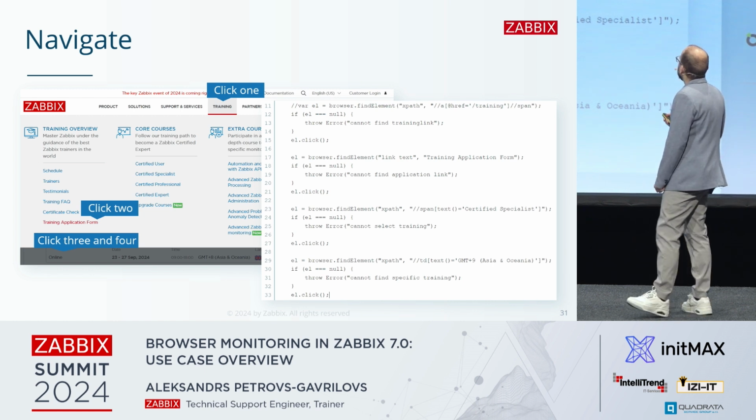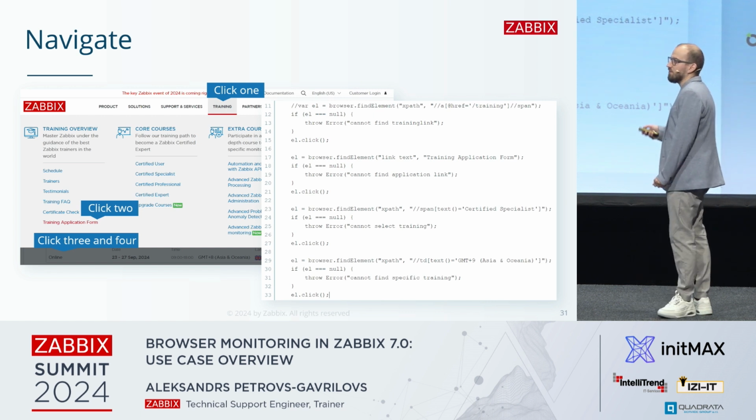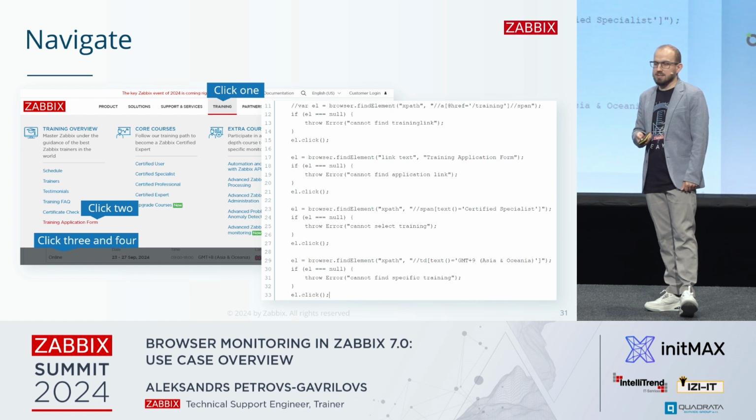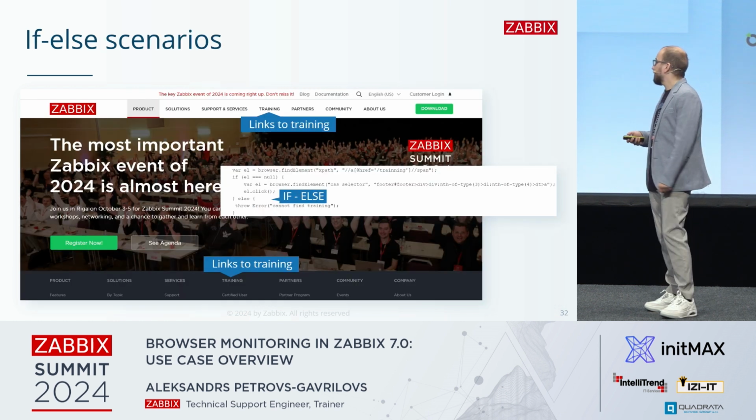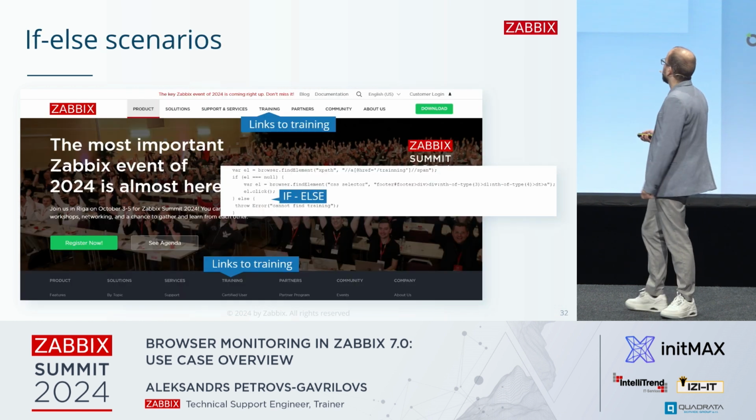So what do we do? We again use XPath. We specify find the training, then find the text which says training application form. Here it is, training application form. And then again find the specialist training and find which is the one that is in GMT +9, for example. And Zabbix will follow it up until it gets the goal, including if-else scenarios, so now those are possible. That's a very big change, right?